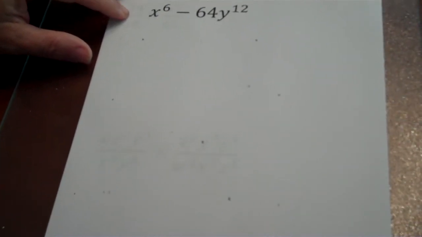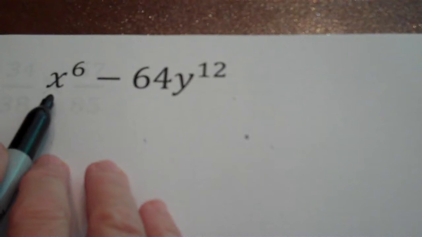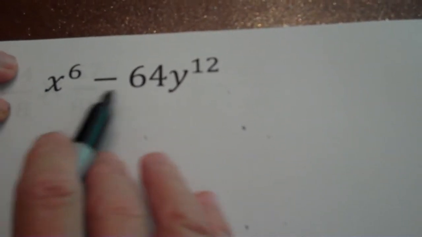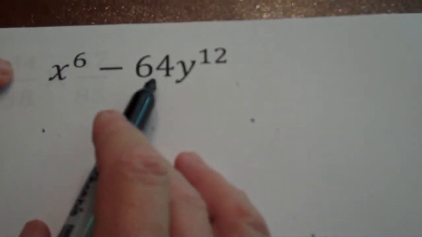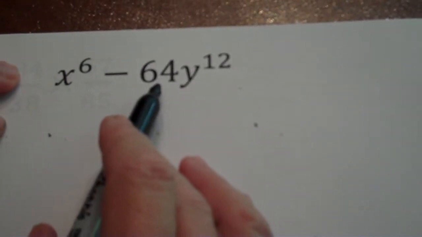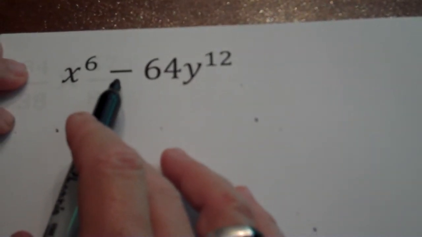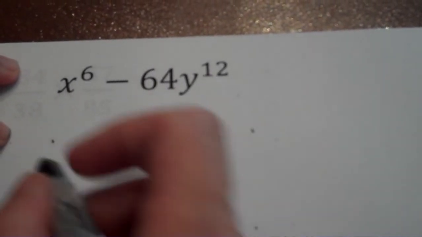Once again, only two terms. There is no common term. The only thing this first term has is x, and there's no x's in the second one, so there is no common term. This is either the sum of squares, or the difference of squares, or the difference of cubes. And frankly, you could think of it either way.